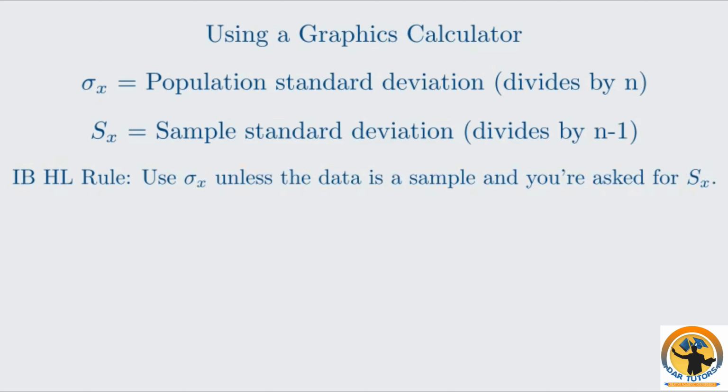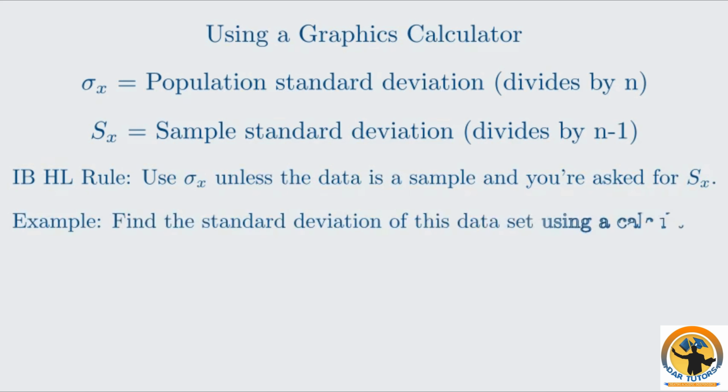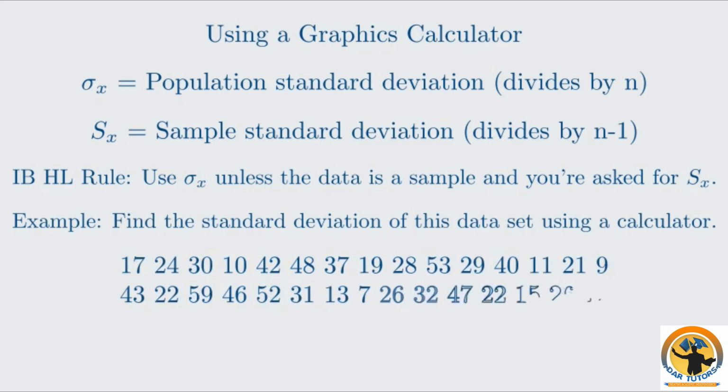Let's demonstrate with an example. Here's a list of 30 ages. Imagine we are asked to find the standard deviation. Since it's not explicitly stated as a sample, we use the population formula. The process is similar on most calculators. You'll go to the Statistics menu, enter your data into a list, L1 or Stat1, and then run a one-variable statistics calculation. The calculator output will look something like this.